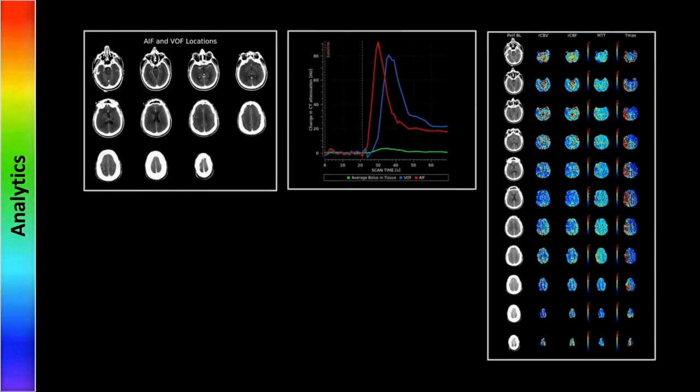So let's look now at the analytics software. You can see in the top left the AIF and VOF locations. That again is where we check the placement of the red and blue markers to determine that they are in fact on arterial and venous structures. Next, you'll see an actual time to contrast enhancement graph of both the arterial inflow and the venous outflow.